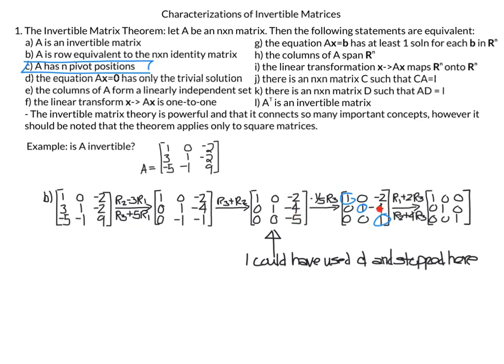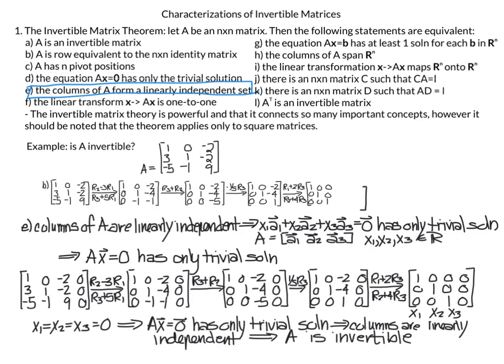Because I just divide everything by 1/5. I kept my calculations when I was row reducing here, because I could also do E. The columns of A form a linearly independent set. So the columns of A are linearly independent means that all linear combinations of the columns of A equals 0 has only the trivial solution.